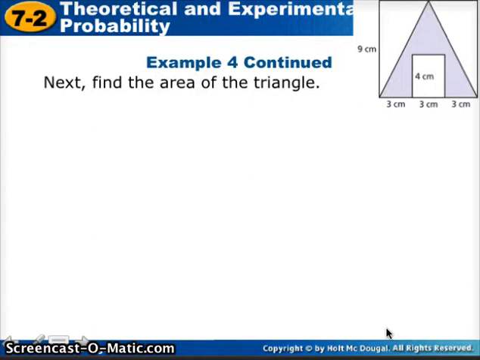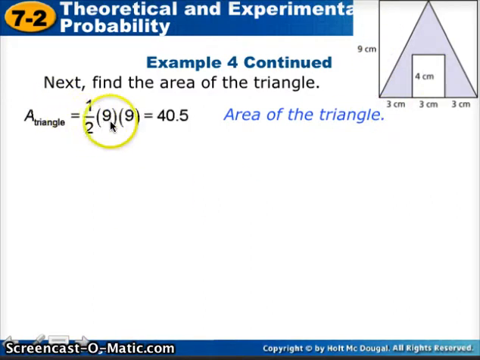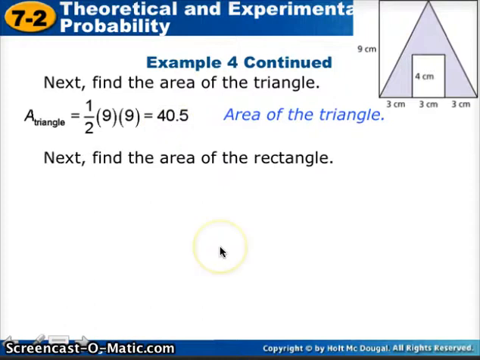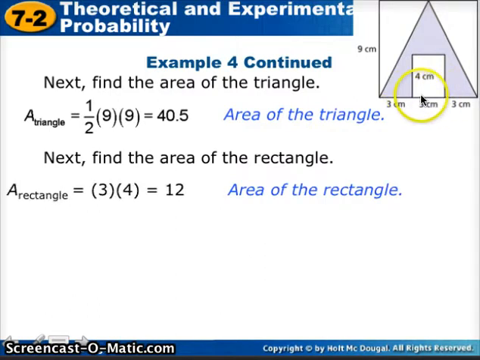Next, let's find the area of the triangle. The area of a triangle is 1/2 base times height, and it looks like the base going all the way across the triangle here would be 3 plus 3 plus 3, 9. The base is 9, and the height of the triangle is the same as the height listed on the side here, 9. So the area of a triangle is 1/2 times 9 times 9, which gives us 40.5. Next, we can find the area of the rectangle. The rectangle on the inside here is length times width, and that's going to give us 3 times 4 for the rectangle.